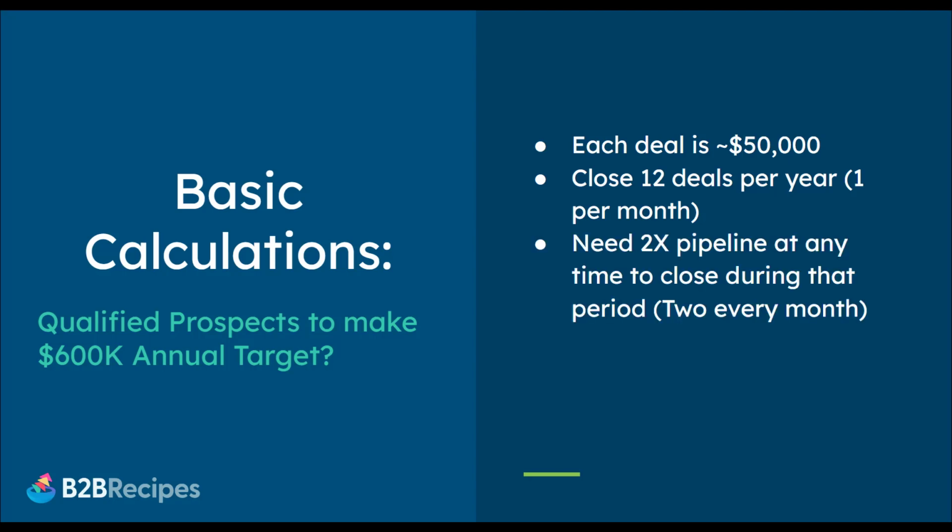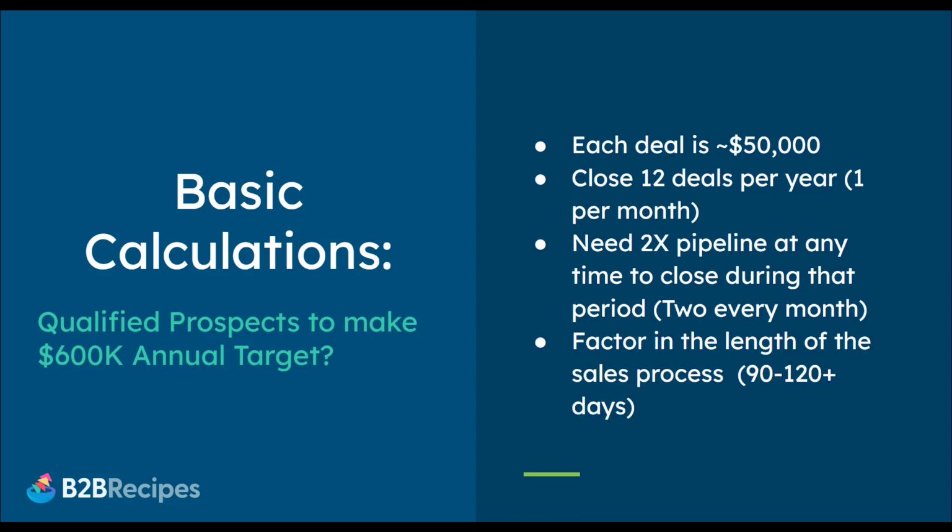We're going to need a 2x pipeline at any time to close during that period, which is 2 every month. And again, this could be a rolling number 2 because some are just going to slide from 1 month to the next. So we're going to need 2 times the number of qualified prospects in any given month to close 1 of them. We're going to need to factor in the length of the sales process, which is 90 to 120 days plus to close this business.